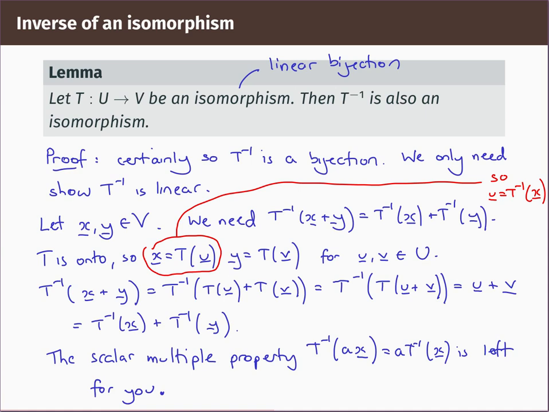Okay, so the inverse of an isomorphism is also an isomorphism, and the point of doing this was it tells us that if U is isomorphic to V, then V is isomorphic to U. So this is a symmetric relation, that's the technical term.